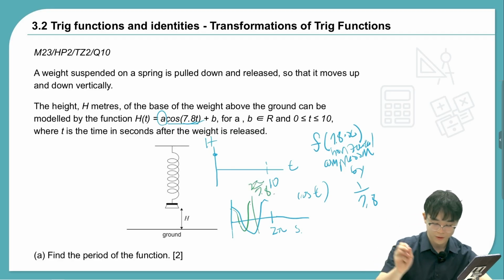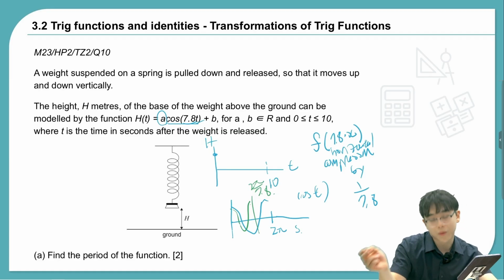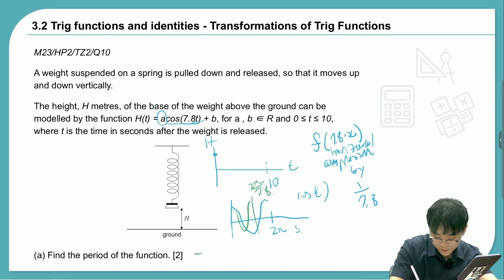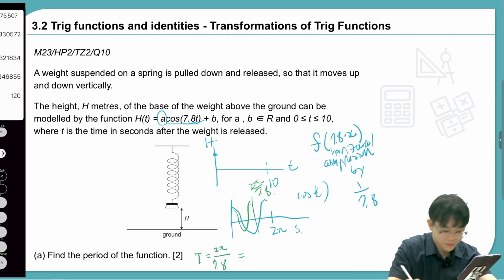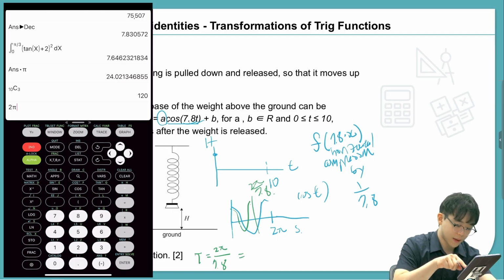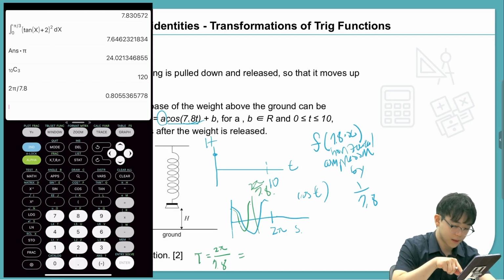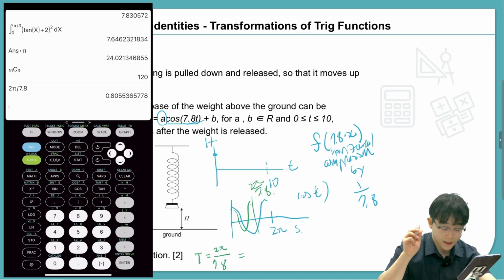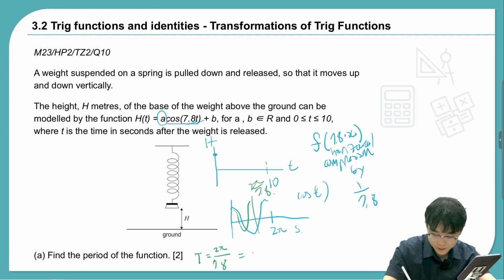So that's background knowledge. In terms of showing your work, you would just say the period is found by 2 pi over b, or 7.8. So that would be 2 times pi divided by 7.8, which is 0.805 or 0.806 seconds.